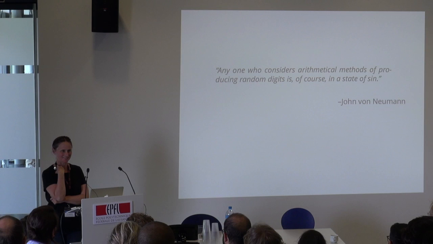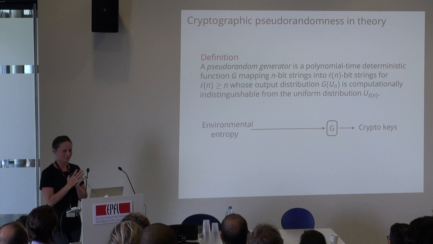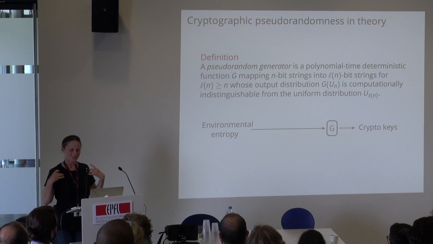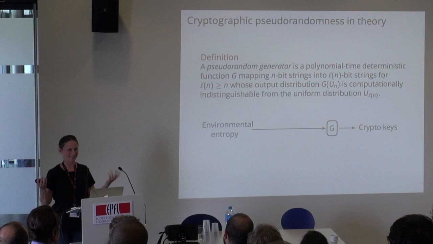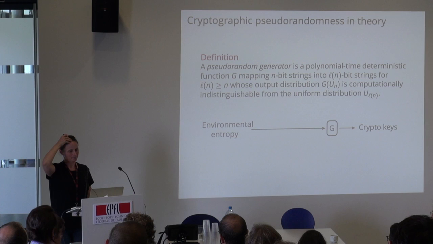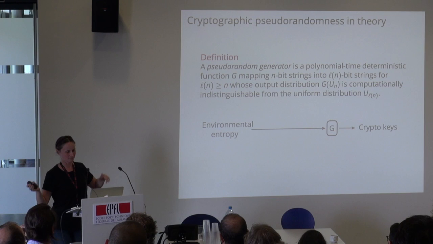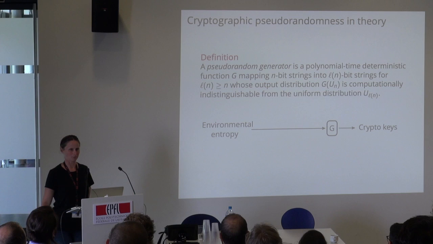If you open up your copy of Katz and Lindell, Introduction to Cryptography, and you ask how to construct a good arithmetic algorithm for generating random digits, it will tell you something like this. Here's the definition of a pseudorandom generator that I just copied straight out of the textbook. It's a polynomial time deterministic function mapping n-bit strings into larger strings that's computationally indistinguishable from uniform.